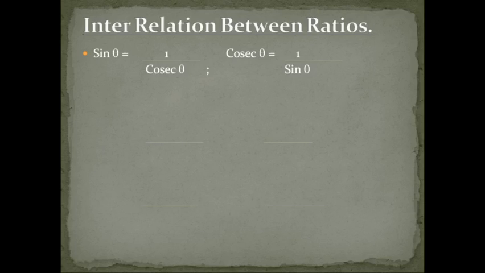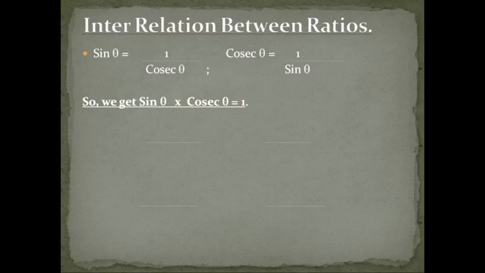So, the very first ratio is sin theta is equal to 1 upon cosec theta. I repeat, sin theta is equal to 1 upon cosec theta. And cosec theta is equal to 1 upon sin theta. And if we cross multiply this equation, we get sin theta into cosec theta is equal to 1. Okay, my dear friends? Very nice.